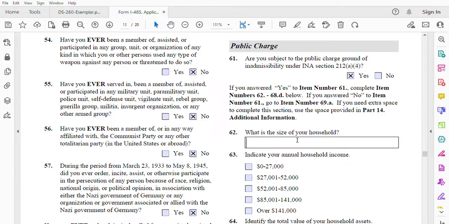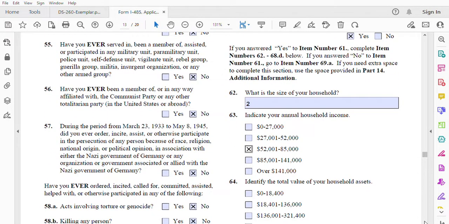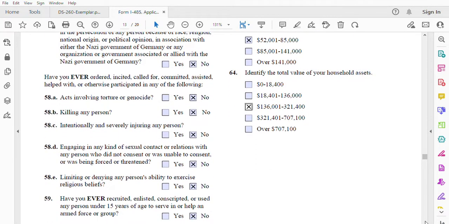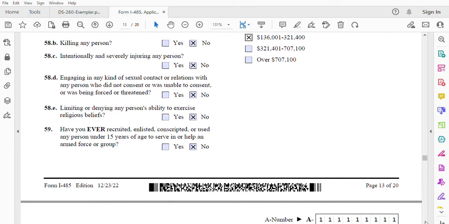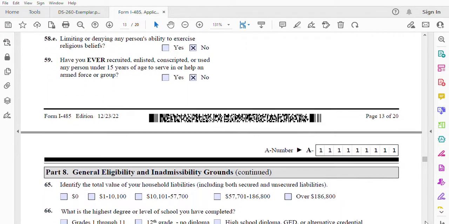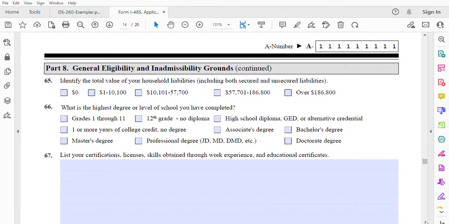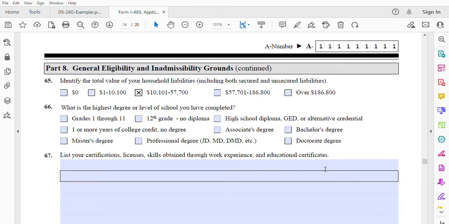What is the size of the household? In my case, it is 2. Your income is between 52,000 and 85,000. Identify the total value of your household assets. In my example, it is 136 to 321. We're still talking about part 8. They're going to talk about the household liability. It's 110 to 57.